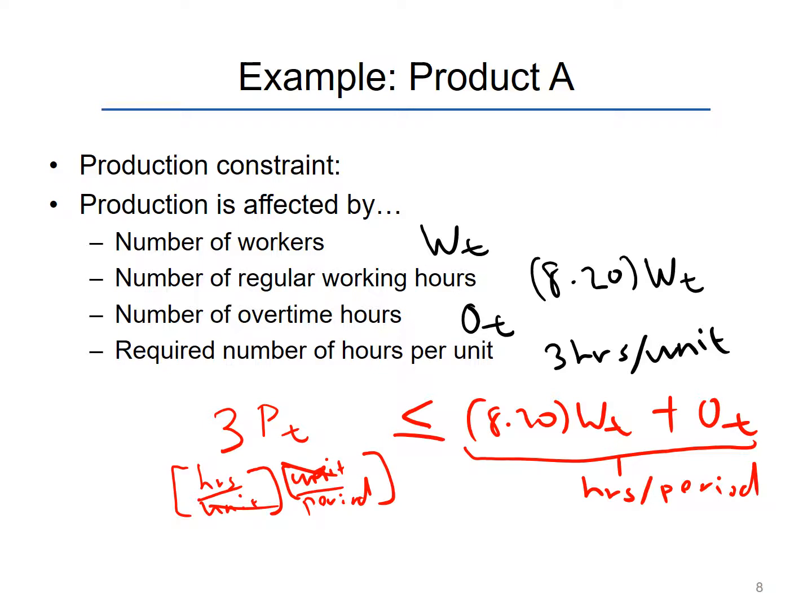A lot of times it's nice to actually just have my variable on the left hand side alone. So I might write it like this: PT is less than or equal to 8 times 20 WT plus OT divided by 3. So I'm now ready to move on to the next constraint.